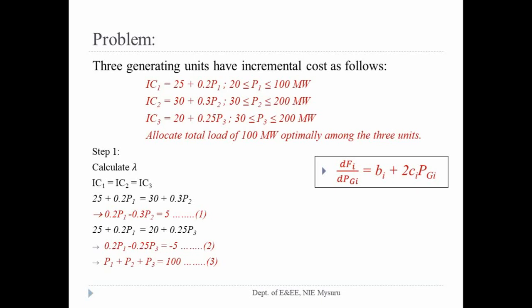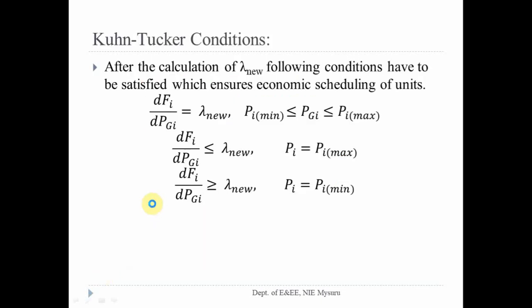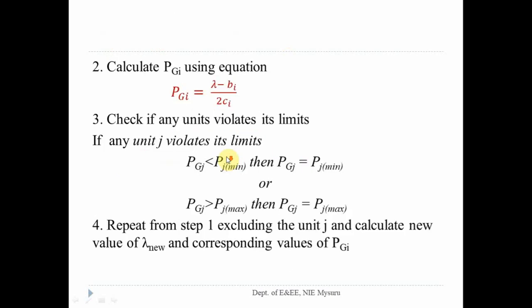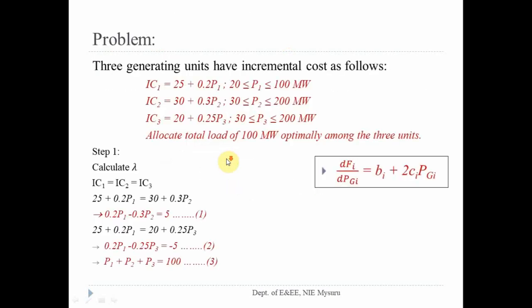In the previous video, we solved the economic dispatch problem, neglecting losses and including generator limits. We've seen the procedure and how the particular problem will be solved. Now, in this session, we will solve a problem on economic dispatch when generator limits are included.